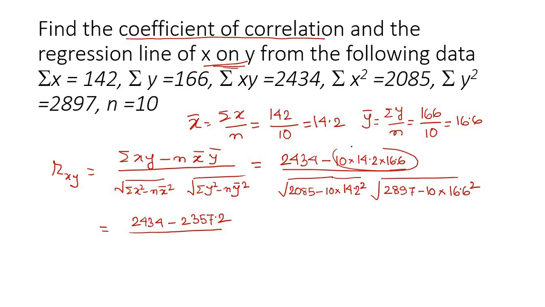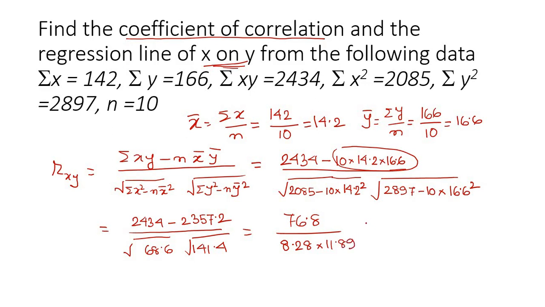This one when you compute you will get this value, divided by under root. This term gives me 68.6, and the other term gives me 141.4. So when you take the square root of it, in the numerator after subtraction you get 76.8, and then this is 8.28, the first one, and the second one is 11.89. So when you do this calculation, you get 0.78. So this is the takeaway from here. So we have correlation xy equal to 0.78. Well, we go to the next slide.